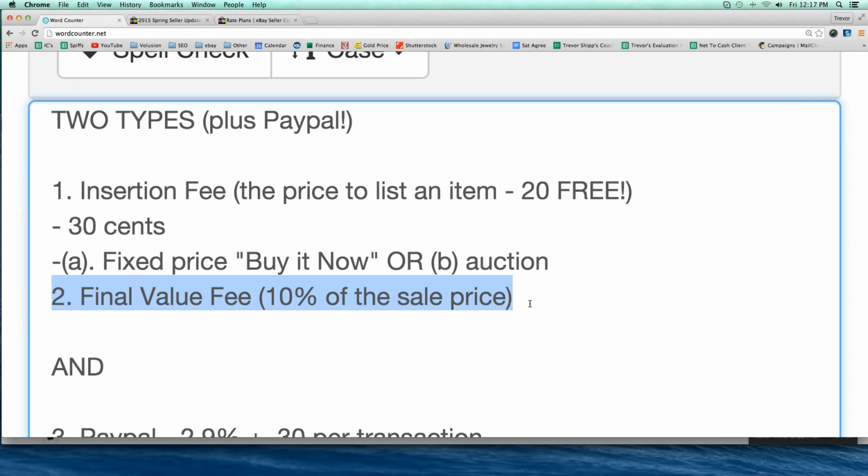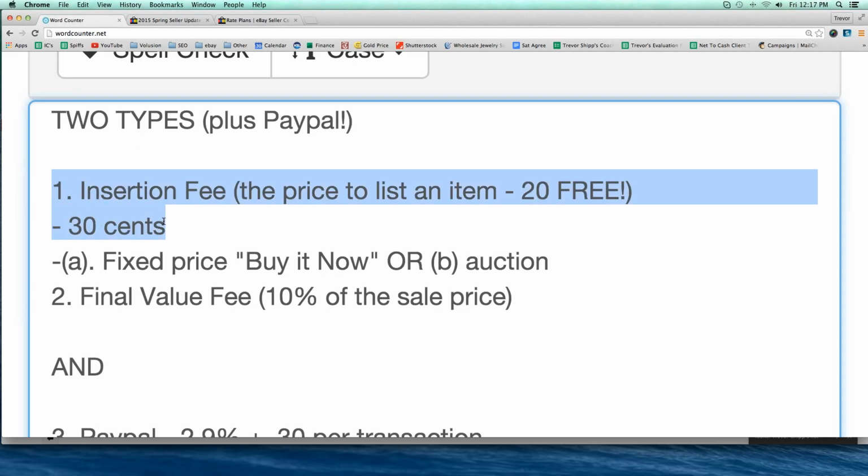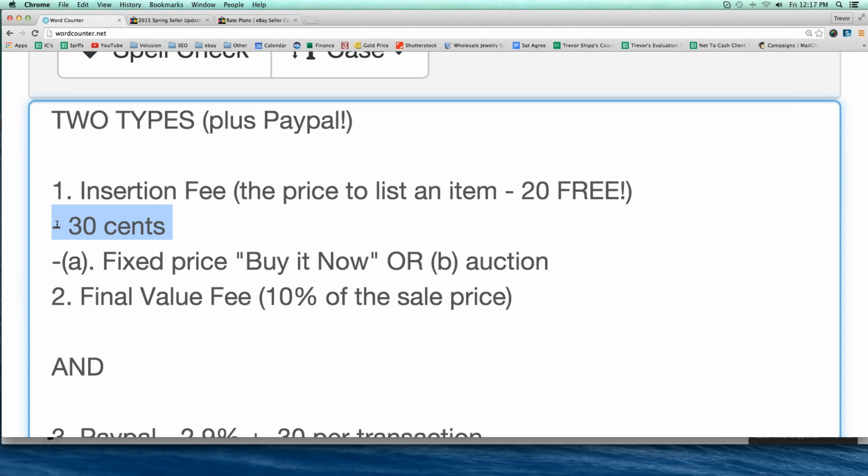Now, number two, which is the more substantial of the two, is called the final value fee. And the final value fee is a 10% commission to eBay every single time you sell something. So if I list something for $50 and I list it for 7 days and it doesn't sell, well, I don't pay the final value fee because this only applies when it does sell. Depending on what item it was, if it was my 25th listing of the month, then I probably paid this 30-cent fee for the insertion just to put it onto eBay, but I wouldn't have a final value fee.